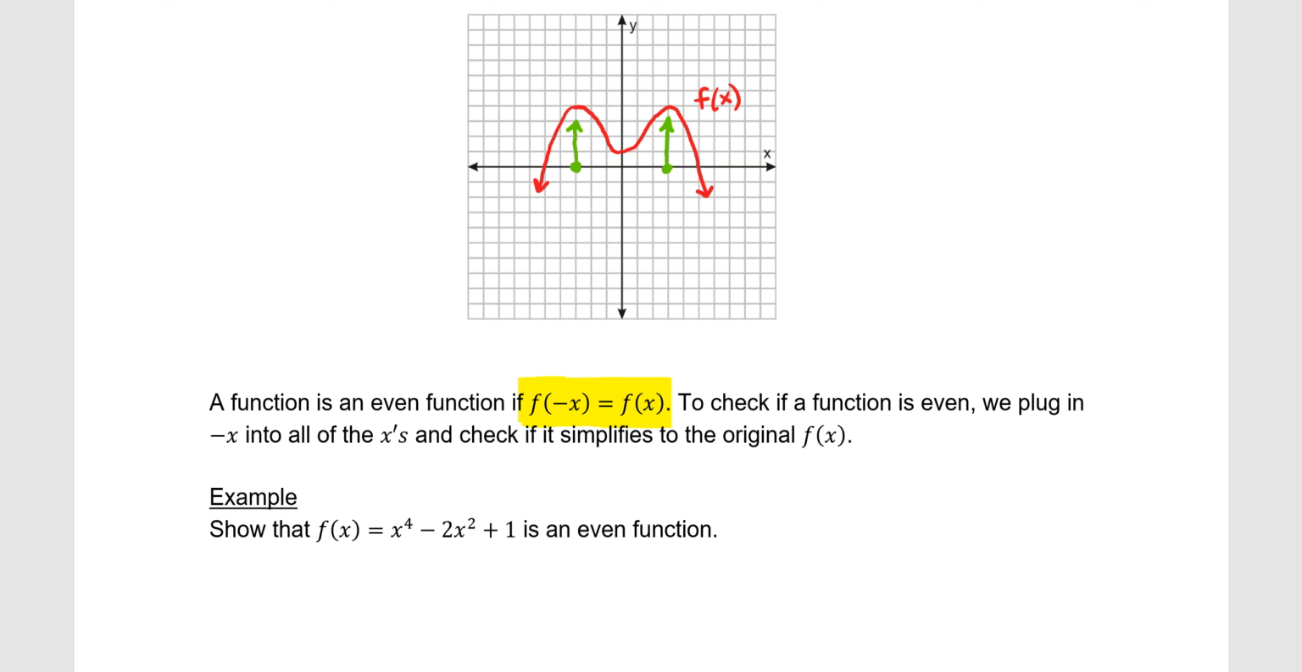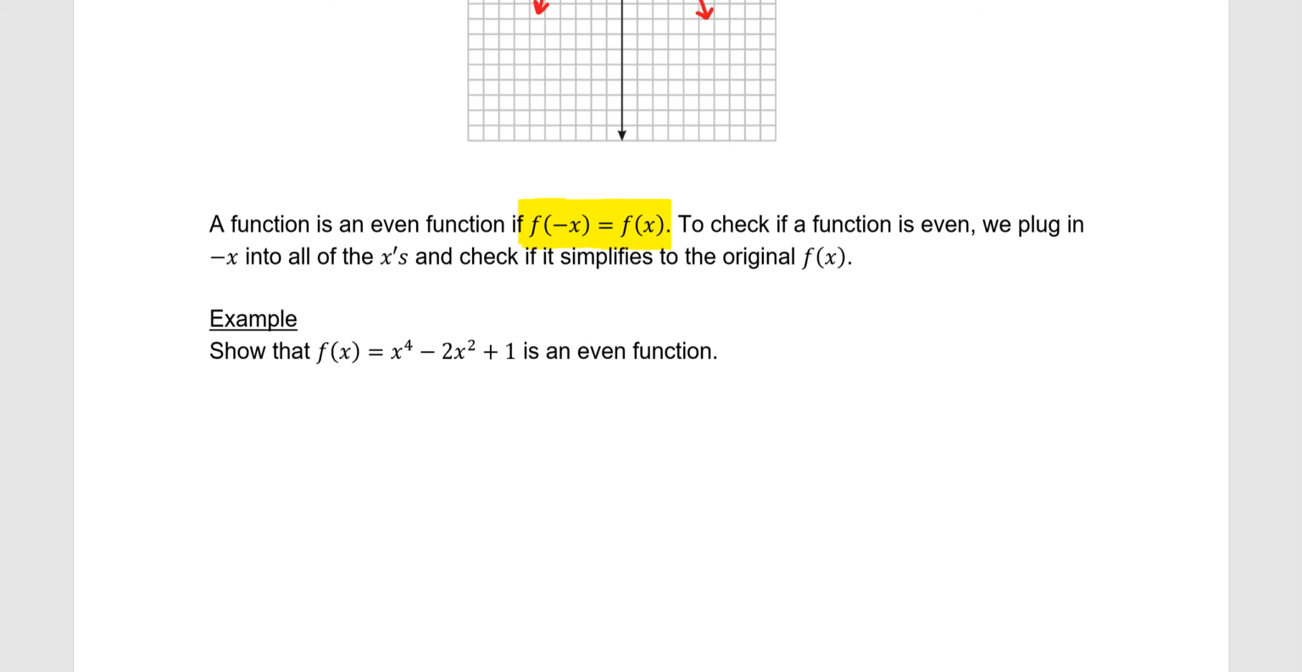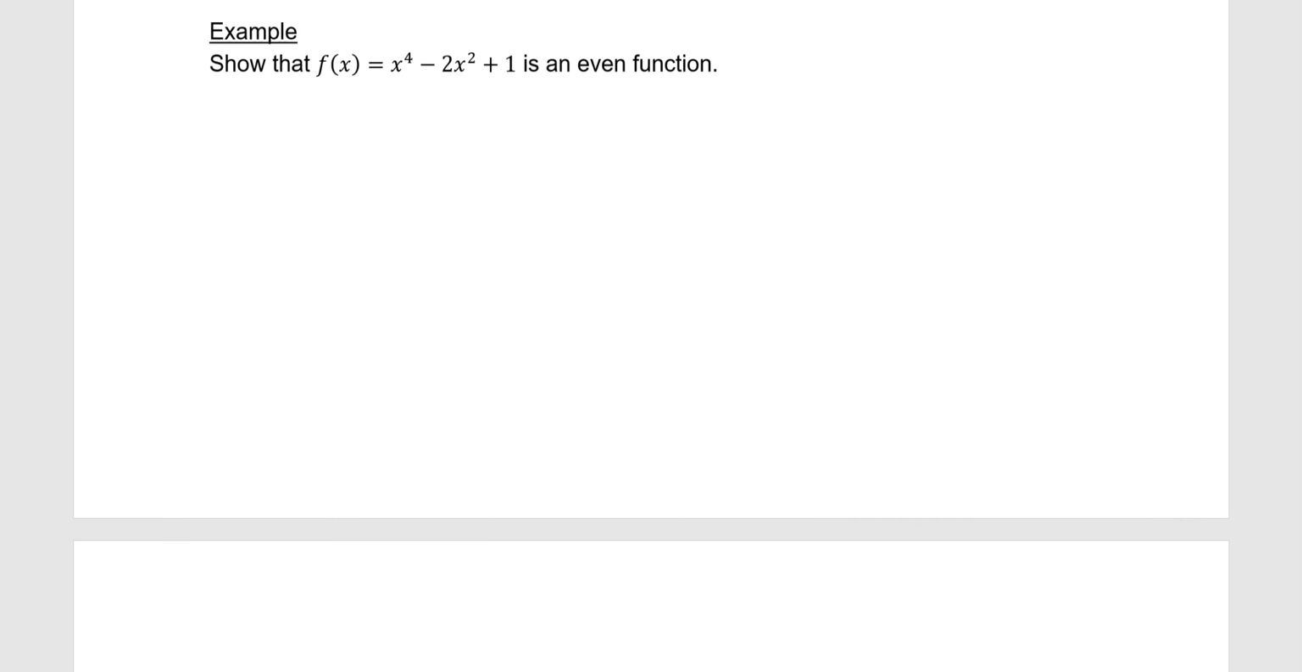To check if a function is even, we plug in -x into all of the x's, and then we simplify it, and if it simplifies to the original f of x, then that means it is an even function with y-axis symmetry. So let's do some examples here. Let's show that f of x, which is x to the 4th minus 2x squared plus 1, is an even function, meaning it has y-axis symmetry.